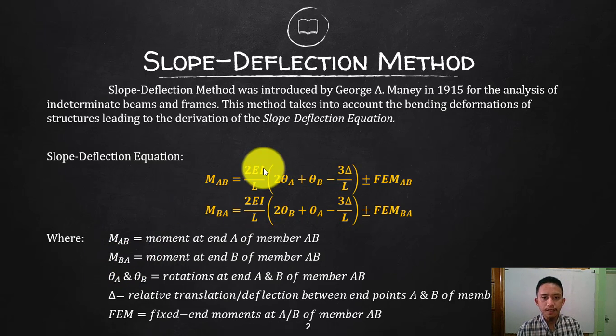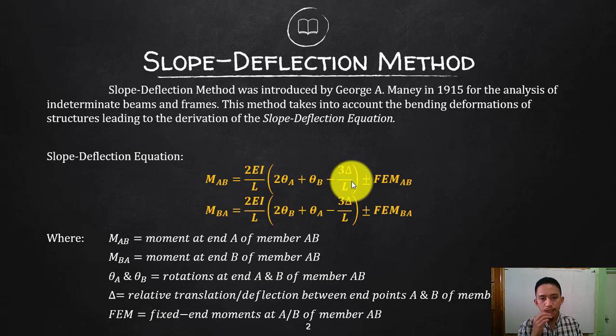Okay. Then what are these two? EI over L. Your EI there is of course your Young's modulus, and then of course your moment of inertia. And then your L there is of course the length of your member that we are considering. And then this theta A and theta B, these are your rotations at ends A and B of your member AB. And then of course your delta there.